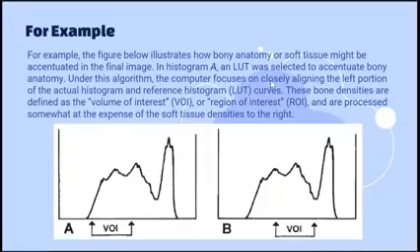Under this algorithm, the computer focuses only closely aligning the left portion of the actual histogram and reference histogram curves. These bone densities are defined as the volume of interest or region of interest and are processed somewhat at the expense of soft tissue densities to the right. Okay. So for example, this one.